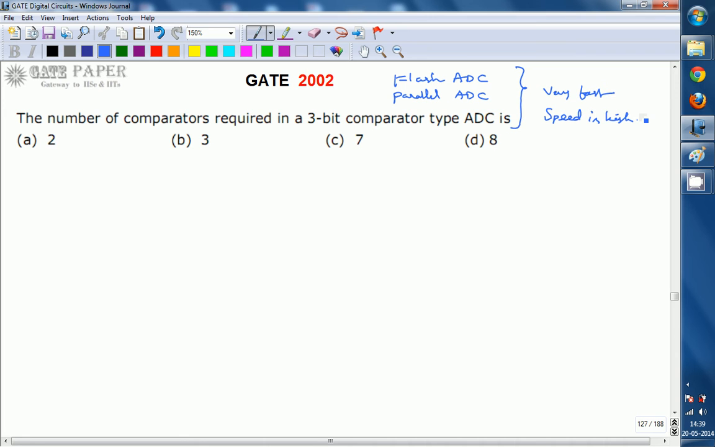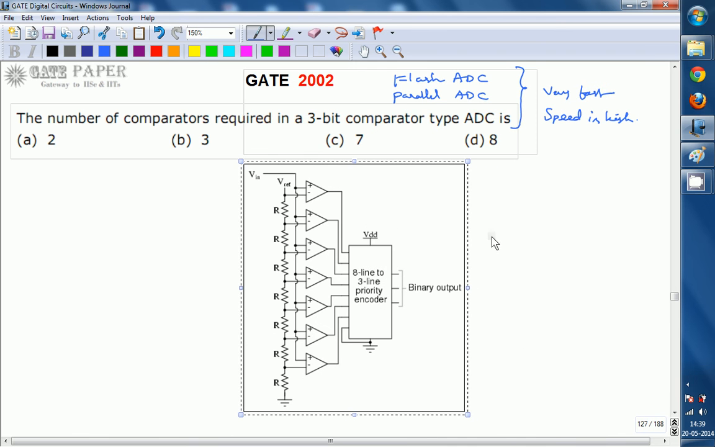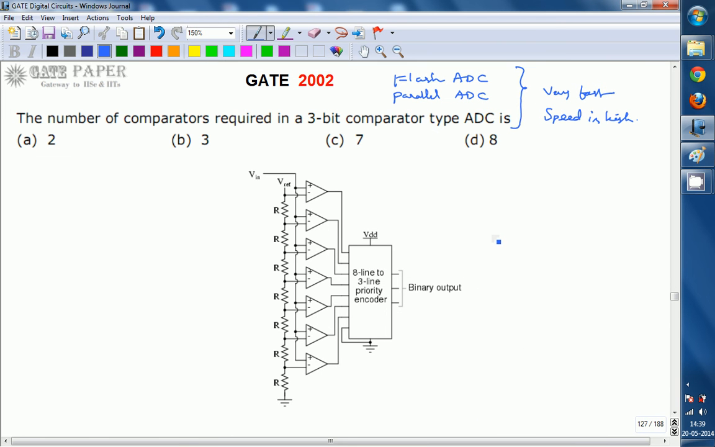The principle of parallel ADC is that the input signal is connected in parallel to many comparators, and those comparators decide the binary values. This is the 3-bit comparator type ADC, or 3-bit flash ADC, or 3-bit parallel ADC.